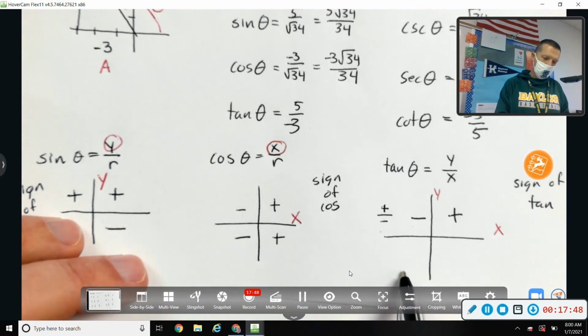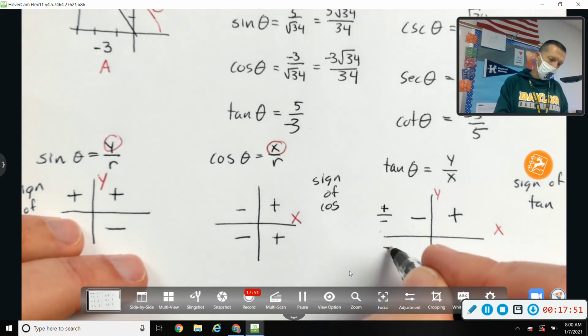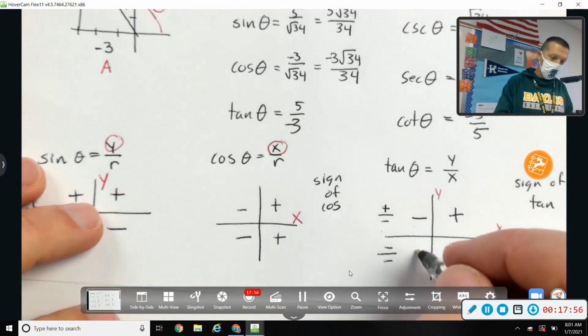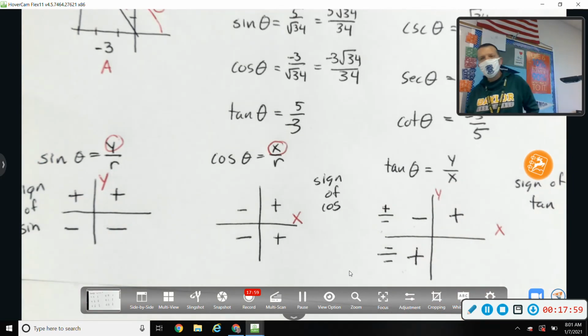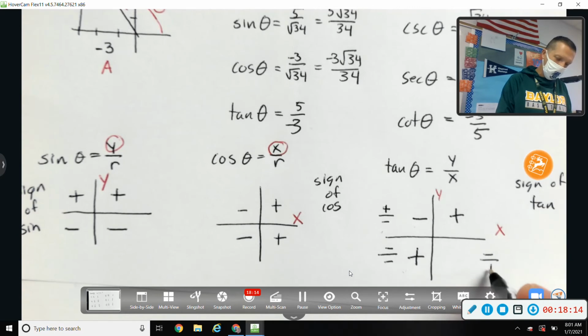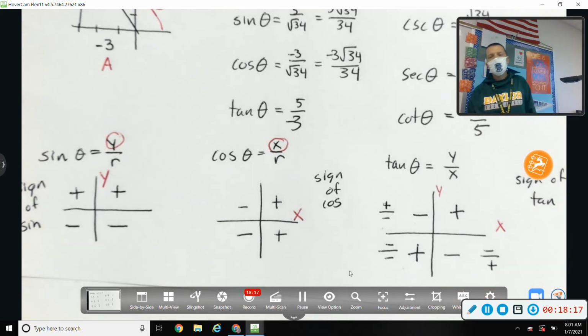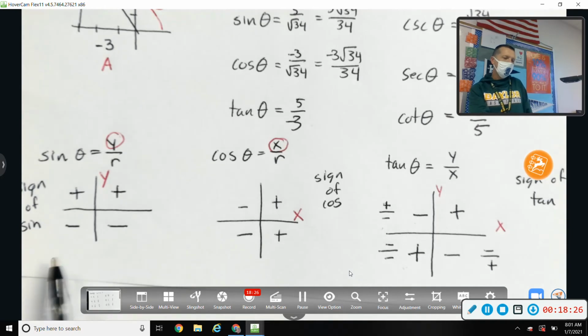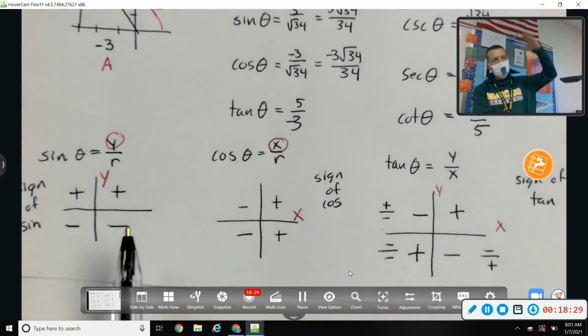Third quadrant, let's see, everybody's negative. Y is negative and x is negative. And that turns into a positive, so that's a little bit weird. The third quadrant, everybody's negative, but because tangent is a ratio of the two negatives, it turns out to be positive. And then in the fourth quadrant, y is negative, but x is positive. So the ratio is negative. So tangent's a little bit weird. It's positive in 1 and 3, negative in 2 and 4. Sine and cosine are a little easier to keep up with. Sine goes with y, cosine goes with x.